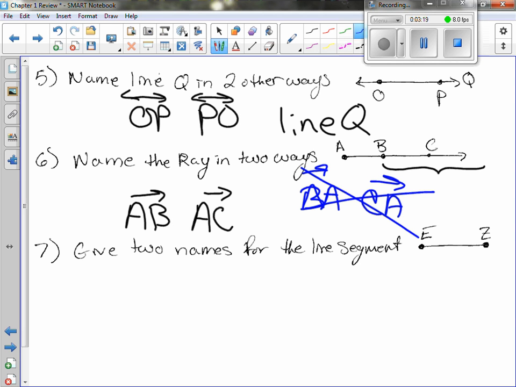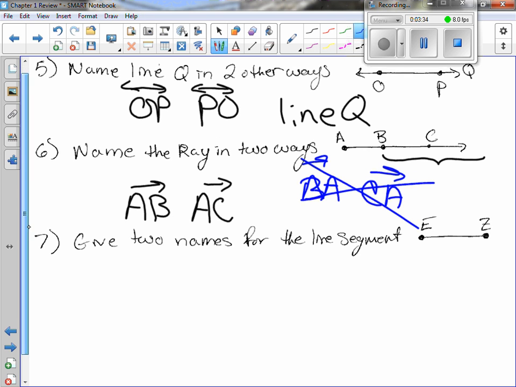So the order of these and the way that the arrow points matters because it's starting at A and going through B. It's starting at A and going through C. So that's important, how it's set up and how the arrow is drawn. Any questions on any of this so far? Give 2 names for the line segment. EZ and ZE, and we put a line segment above it to signify that it is a line segment. Yes?